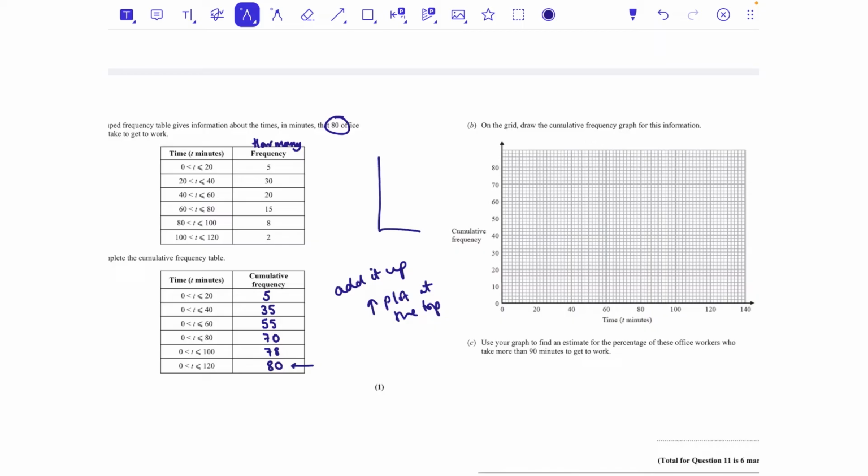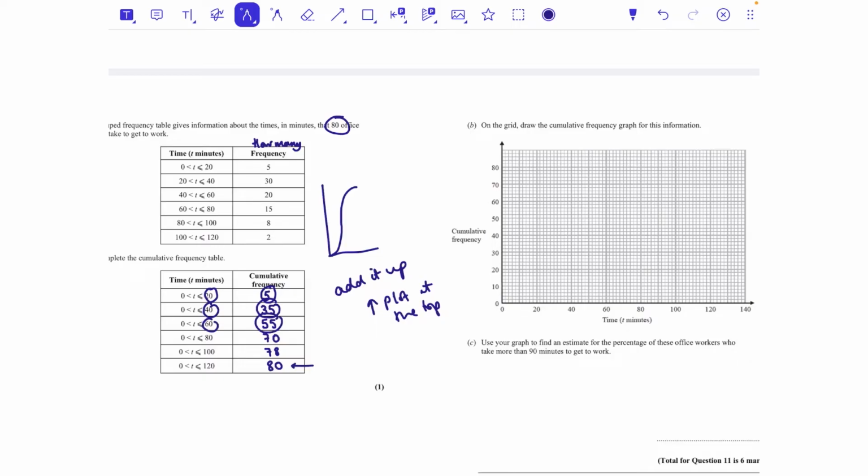So it's going to make a smooth S-curve, something like this. Oh, I've run out of room on that page. Something like that. And we just plot at the top of the category for each of these. So I'm going to plot 5 at 20. I'm going to plot 35 at 40. I'm going to plot 55 at 60, and so on, okay?